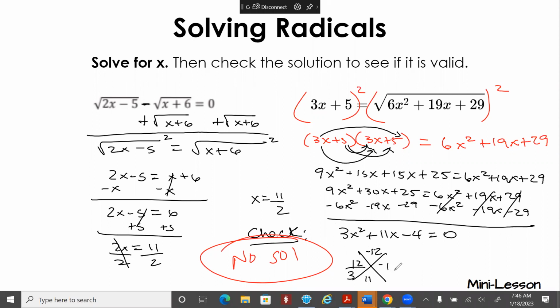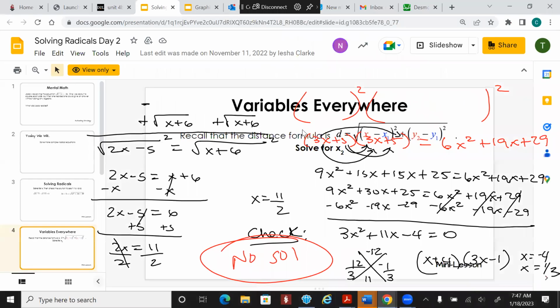So we're going to divide by 3. So that's going to give me x plus 4 and 3x minus 1. When we solve, that would be x equals negative 4 and x equals 1/3. Now, when you graph it, though, it's going to tell you that answer.